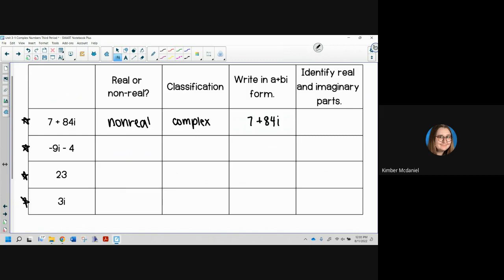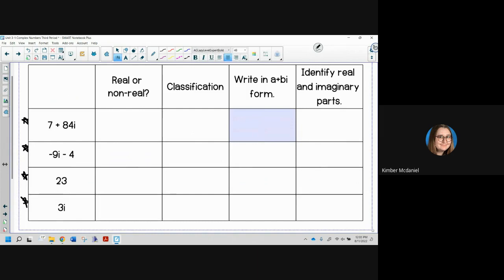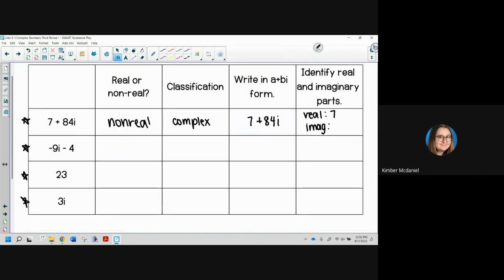And then the last thing we're going to do is label the real and the imaginary parts. Now, on your homework, when you go to do number 1 like this, you can just write R and I, but I'm going to write out real, and then I'm going to abbreviate imaginary. But the real part is the number without the I, so it would be 7. And then the imaginary part is the number with the I. So you can see 84 is the coefficient of that I, so the imaginary part would be the 84.